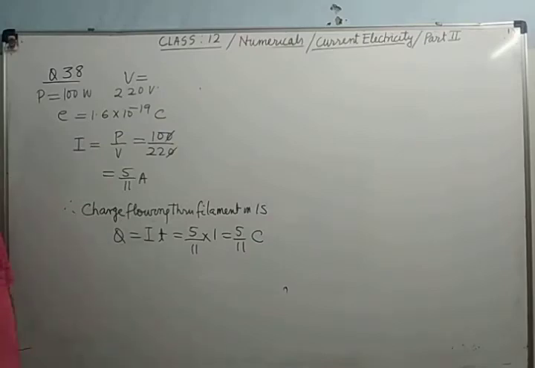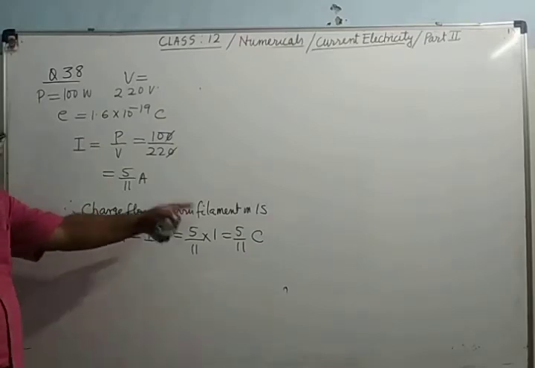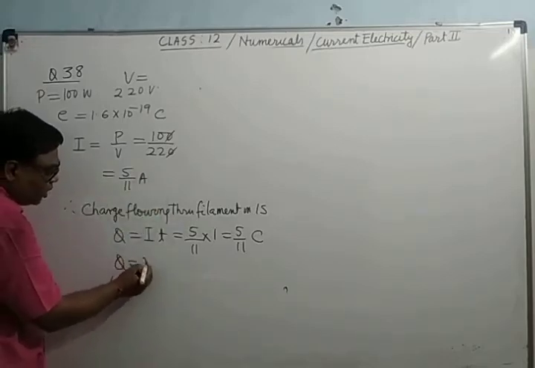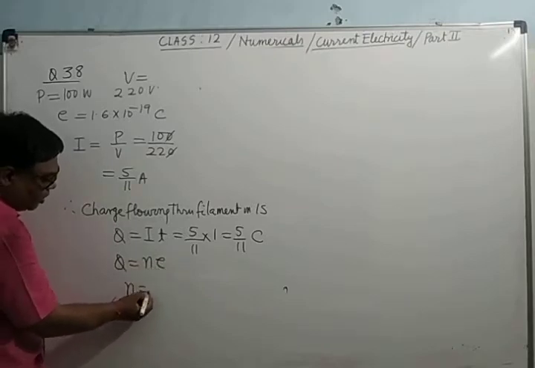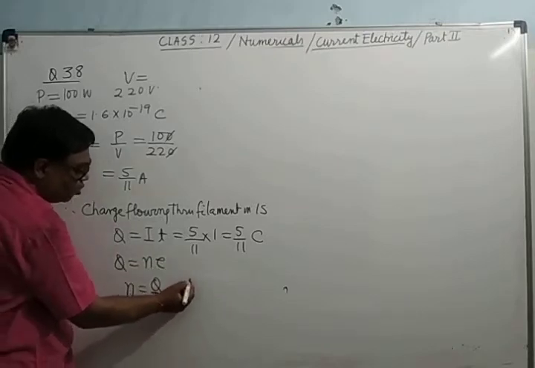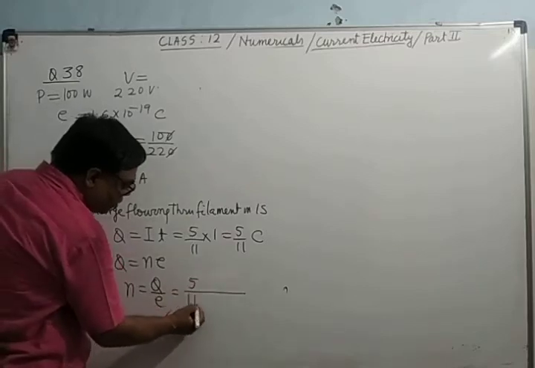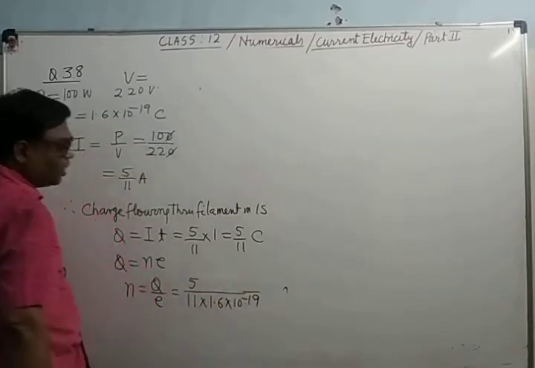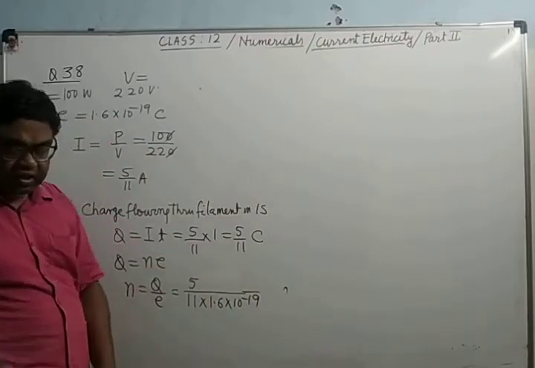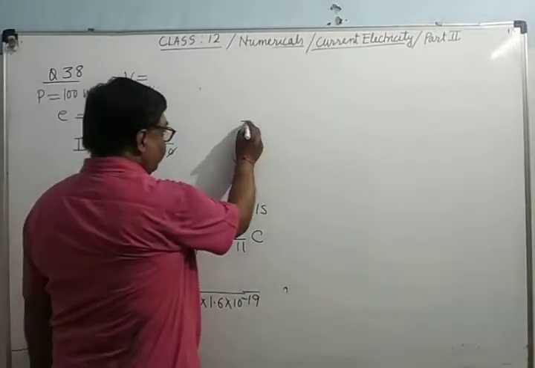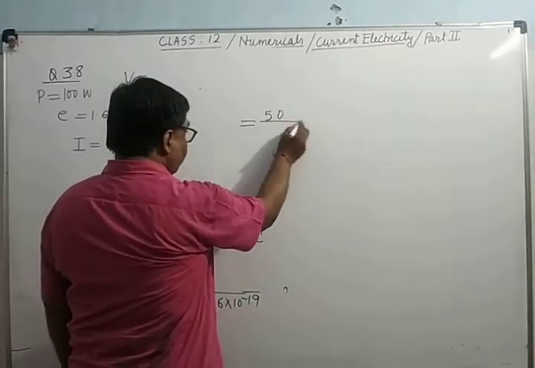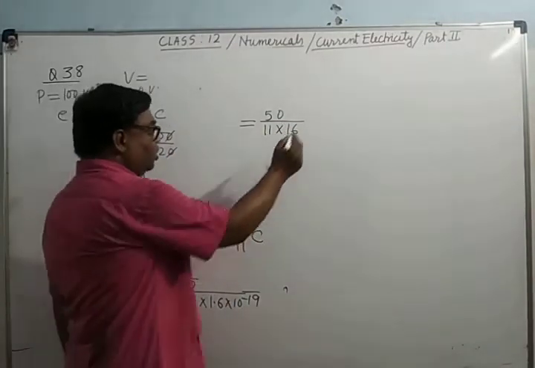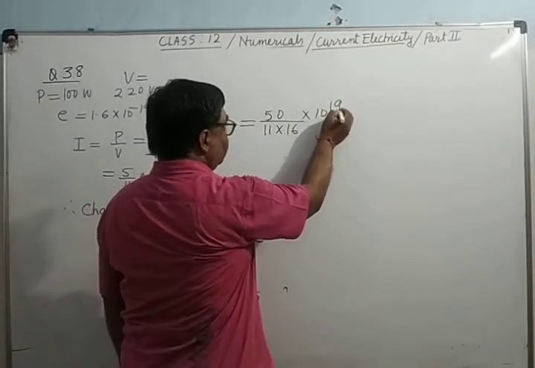Now you have to find the number of electrons. In 1 second, this much charge will flow. So how many electrons will carry this much charge? So Q equals N into E. So what is N? Q upon E. Q is here 5 upon 11, divided by 1.6 into 10 to the power minus 19. This much electrons. So 10 to the power minus 19 you take in the numerator. When you take it in the numerator, it is 50 upon 11 into 16, you remove the decimal and increase 1 zero, into 10 to the power 19.